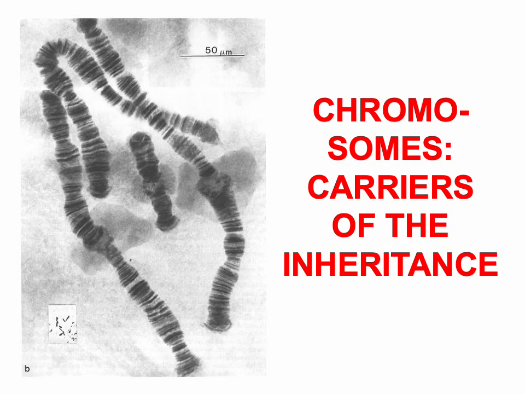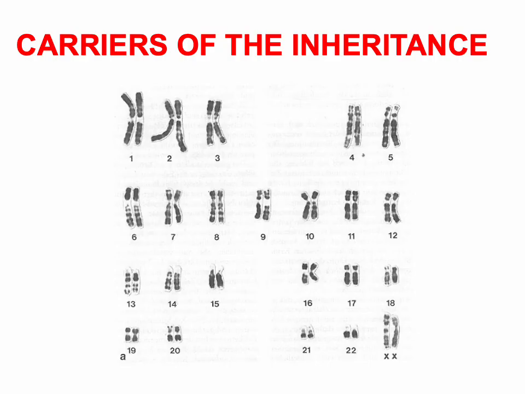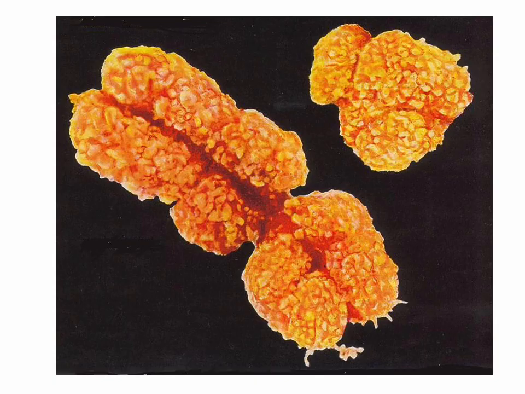The chromosomes are carriers of the inheritance, now we know, and we can make some morphological groups. This is a chromosome set of a human. You see that this is 22 pairs plus XX. This is a female. But instead of the XX, you can have X and Y. And this is a human X and Y chromosome picture.